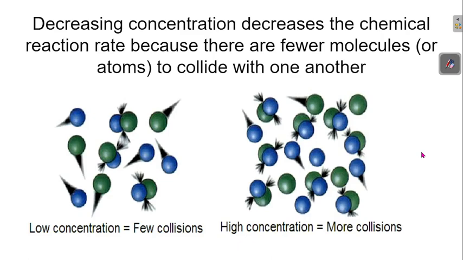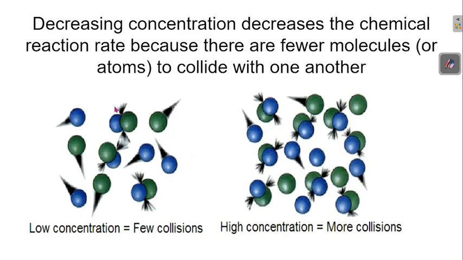Now, let's talk about concentration. Decreasing concentration decreases the chemical reaction rate because there are fewer molecules or atoms to collide with one another. So this is always true. If you decrease the concentration, you decrease the rate. The opposite is not always true. So increasing the concentration does not always increase the rate. Decreasing always decreases. Okay?